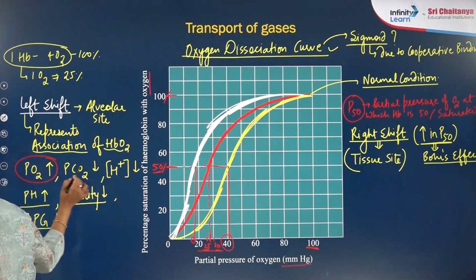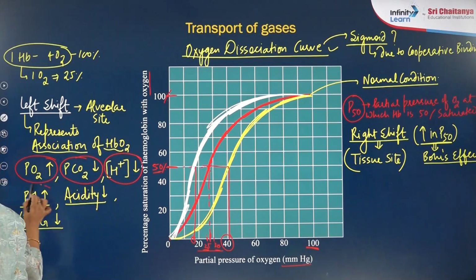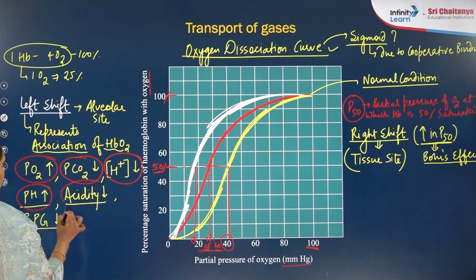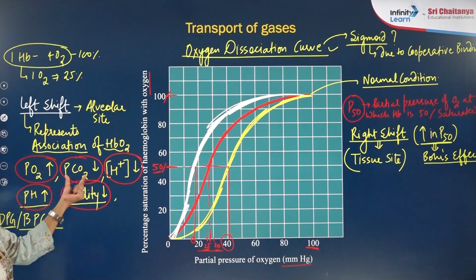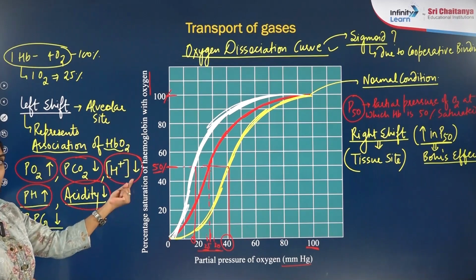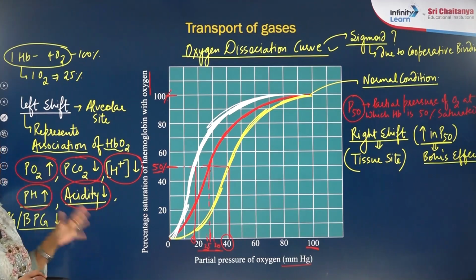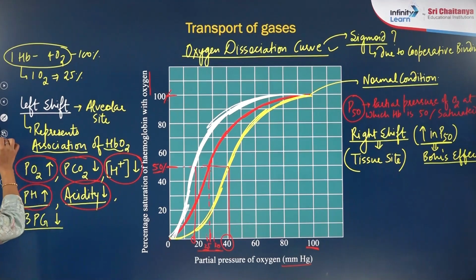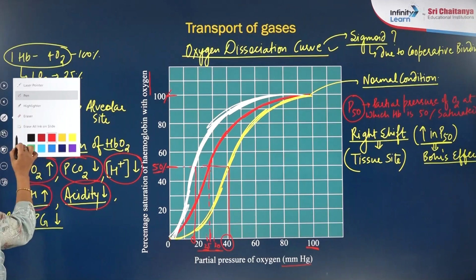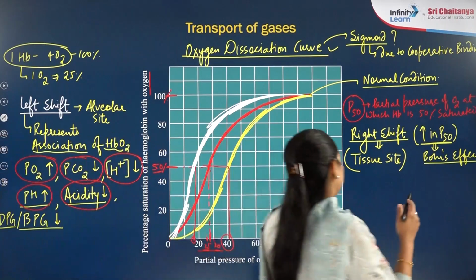High PO2, less PCO2, less H plus ion concentration, high pH and less acidity. Obviously, when H plus will be low, then obviously pH is going to be high and acidity is going to be low, right? It is dependent upon the hydrogen ion concentration. Now let us talk about the right shift.